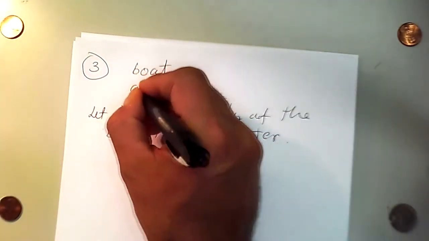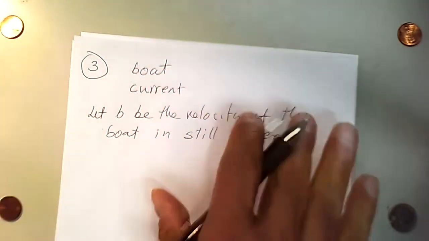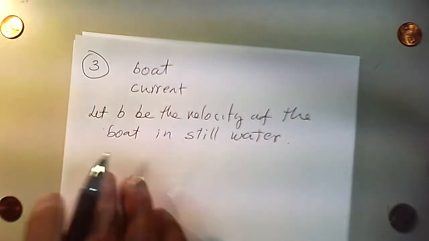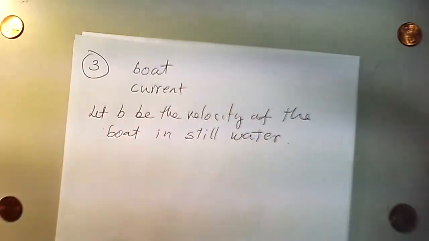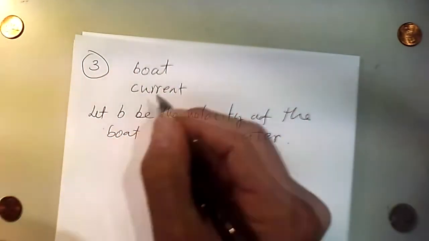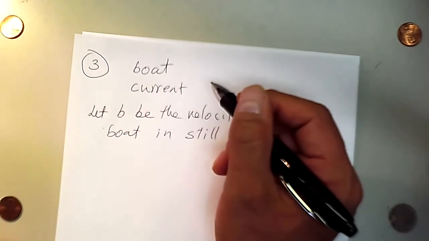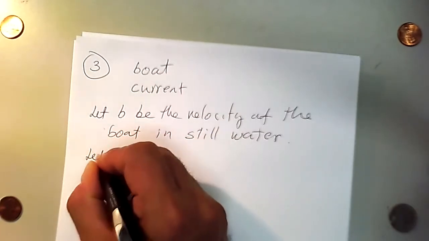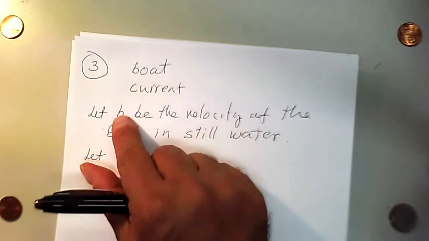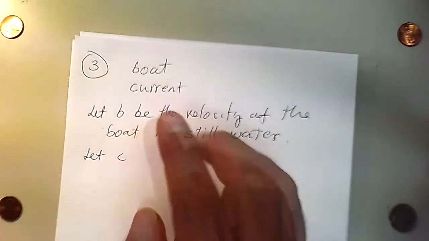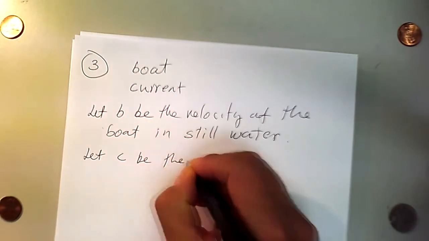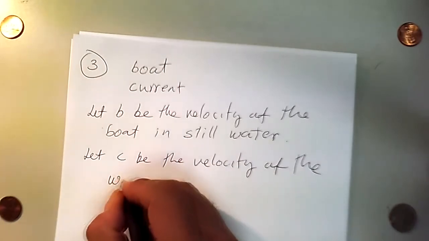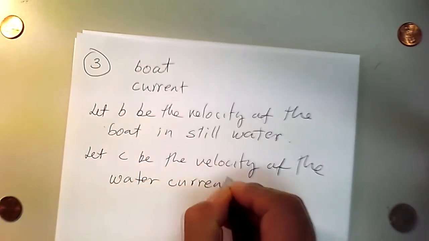Okay, and then there's a current. The water oftentimes is not still, it is moving. Like in Lake Michigan, the water on the surface is moving. It is making waves. So it is moving typically, I think, eastbound. So the water moves in one direction. So we're going to label it C. I'm using B for boat and C for current, the velocity of the water current.